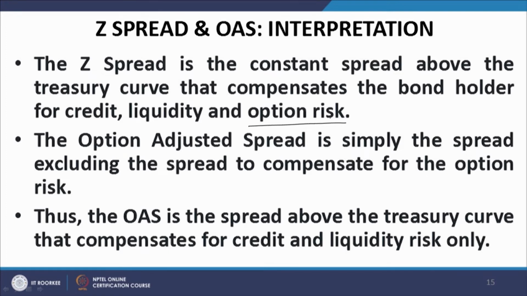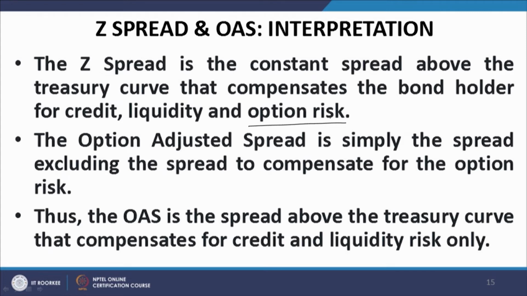On the other hand, the option adjusted spread is simply the spread that excludes the spread on account of optionality risk, and as a result it compensates the investor for taking the credit risk and the liquidity risk, but not the option risk. Why? Because the option exercise has already been factored into the valuation of the option adjusted spread.